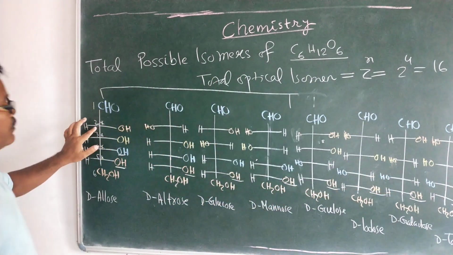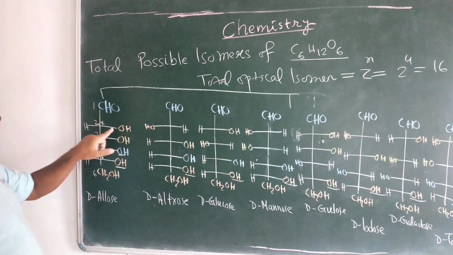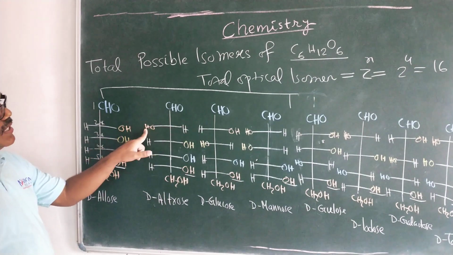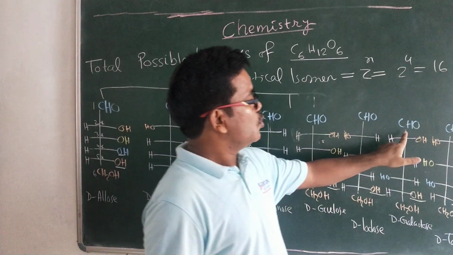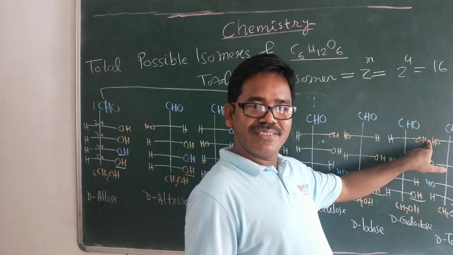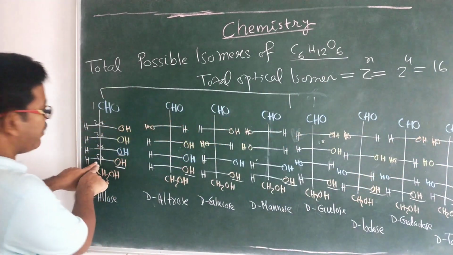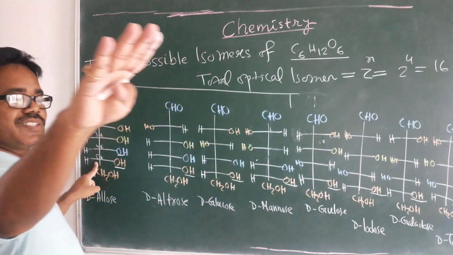And at carbon number 2, the OH alternates: right hand side, left hand side, right hand side, left hand side, right hand side, left hand side, right hand side, left hand side. In carbon number 5, all OH groups are on the right hand side.